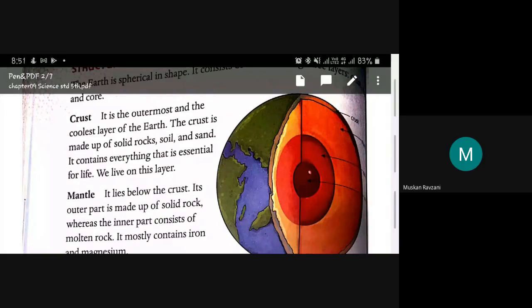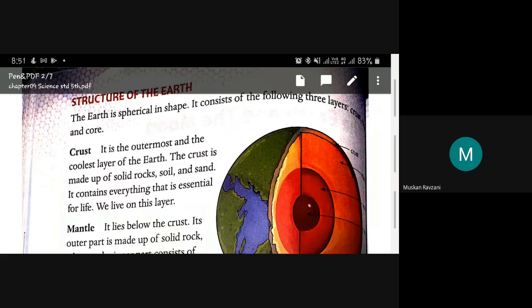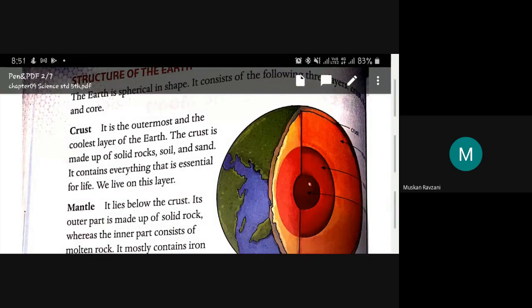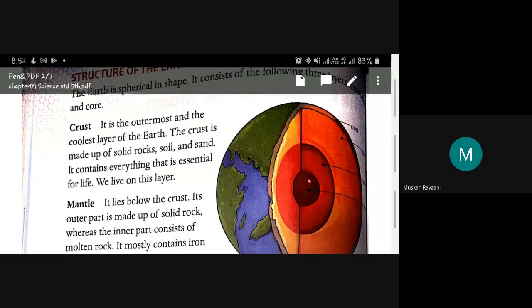Structure of the earth. The earth is spherical in shape. It consists of the following three layers: crust, mantle, and core. Crust. It is the outermost and the coolest layer of the earth. The crust is made up of solid rocks, soil, and sand. It contains everything that is essential for life. We live on this layer.